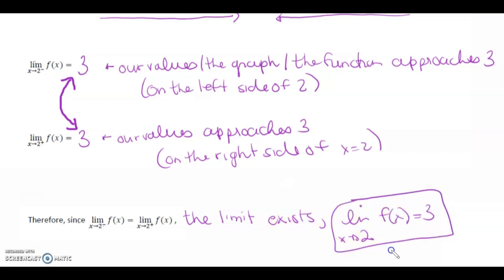And you notice there's no positive or negative on here. This is just the limit in general, as x approaches that number 2. Since it approaches the same number from the left and from the right, which are, again, from up above, this is the condition, then yes, the limit exists and the limit equals 3.